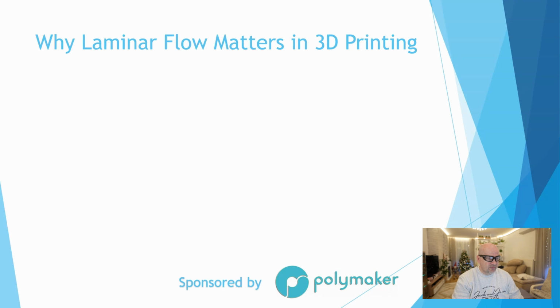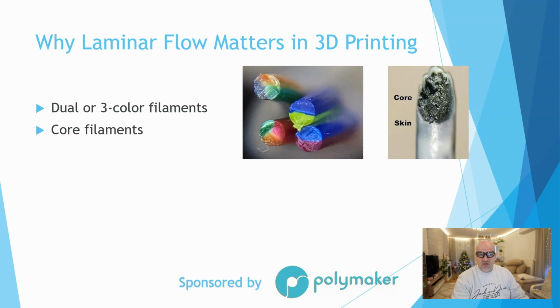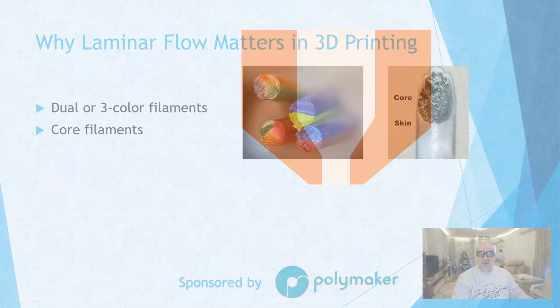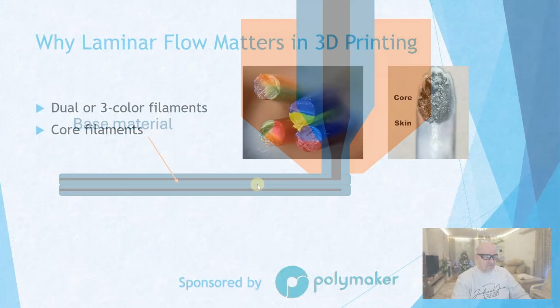Why laminar flow matters in 3D printing? Well, we have those dual or three-color filaments, and they have different colors in the cross-section, and we don't want those colors to be mixed during this flow and printing. Or for example, core filaments, they have the core structure, usually carbon fibers, and raw material outside. And after the printing, we want that printed line to have raw material outside and core only inside.